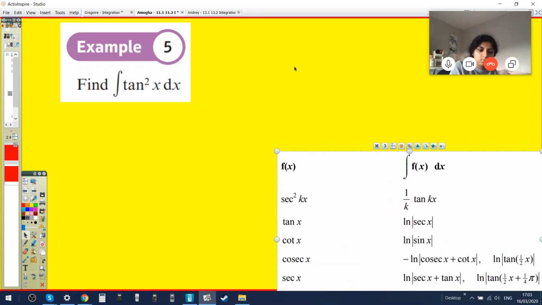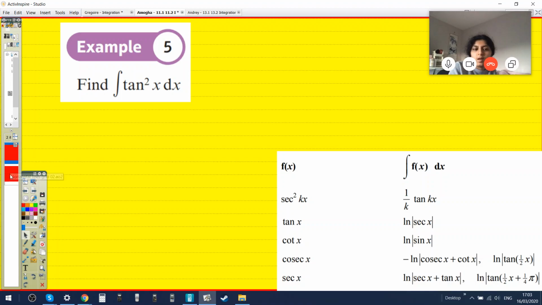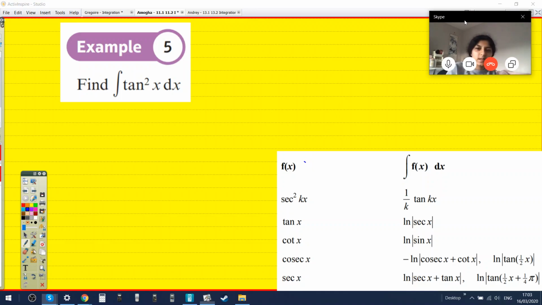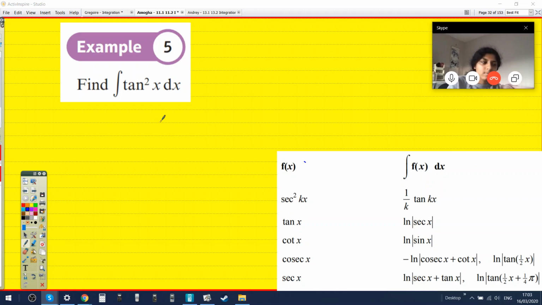So any idea how this one works? Tan squared x. Do you know what that is the same as? Oh, there's an identity. I'm not sure. Is it like sec squared x something? I can never remember them, so I always just write sine squared x plus cos squared x is identical to 1. That's the only one I can ever remember.